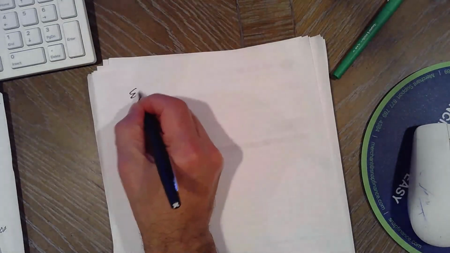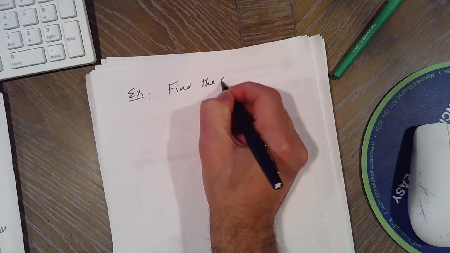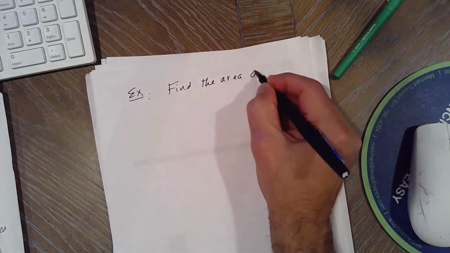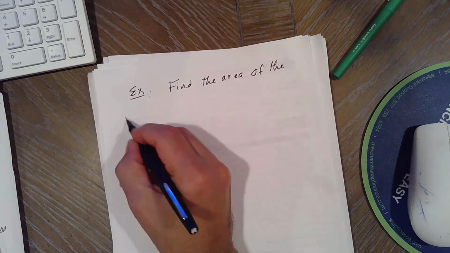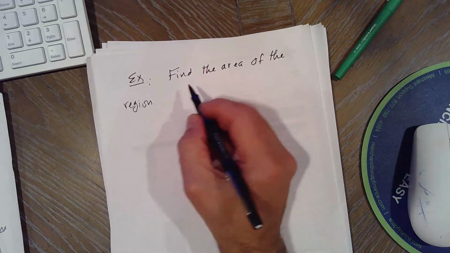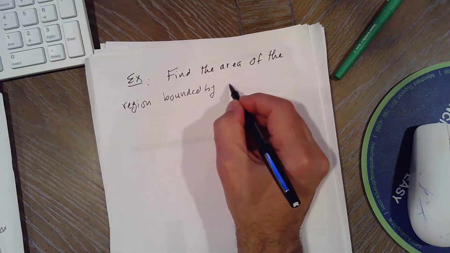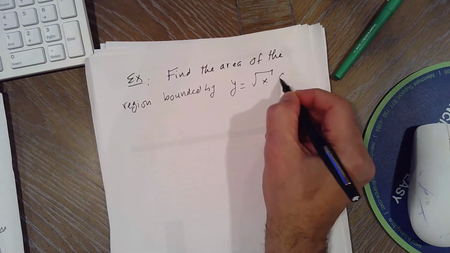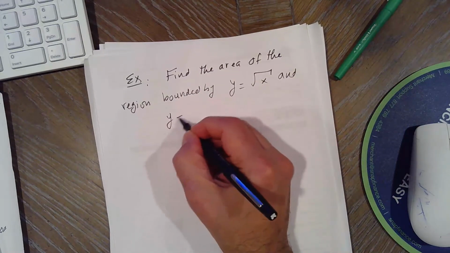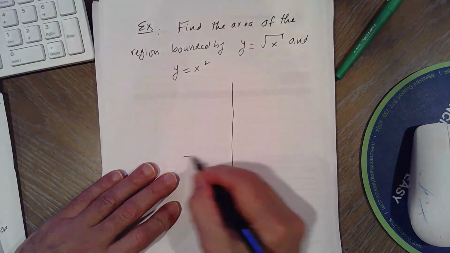So example, find the area of the region bounded by y equals square root of x and y equals x squared between these two curves. So we're going to do a graph.